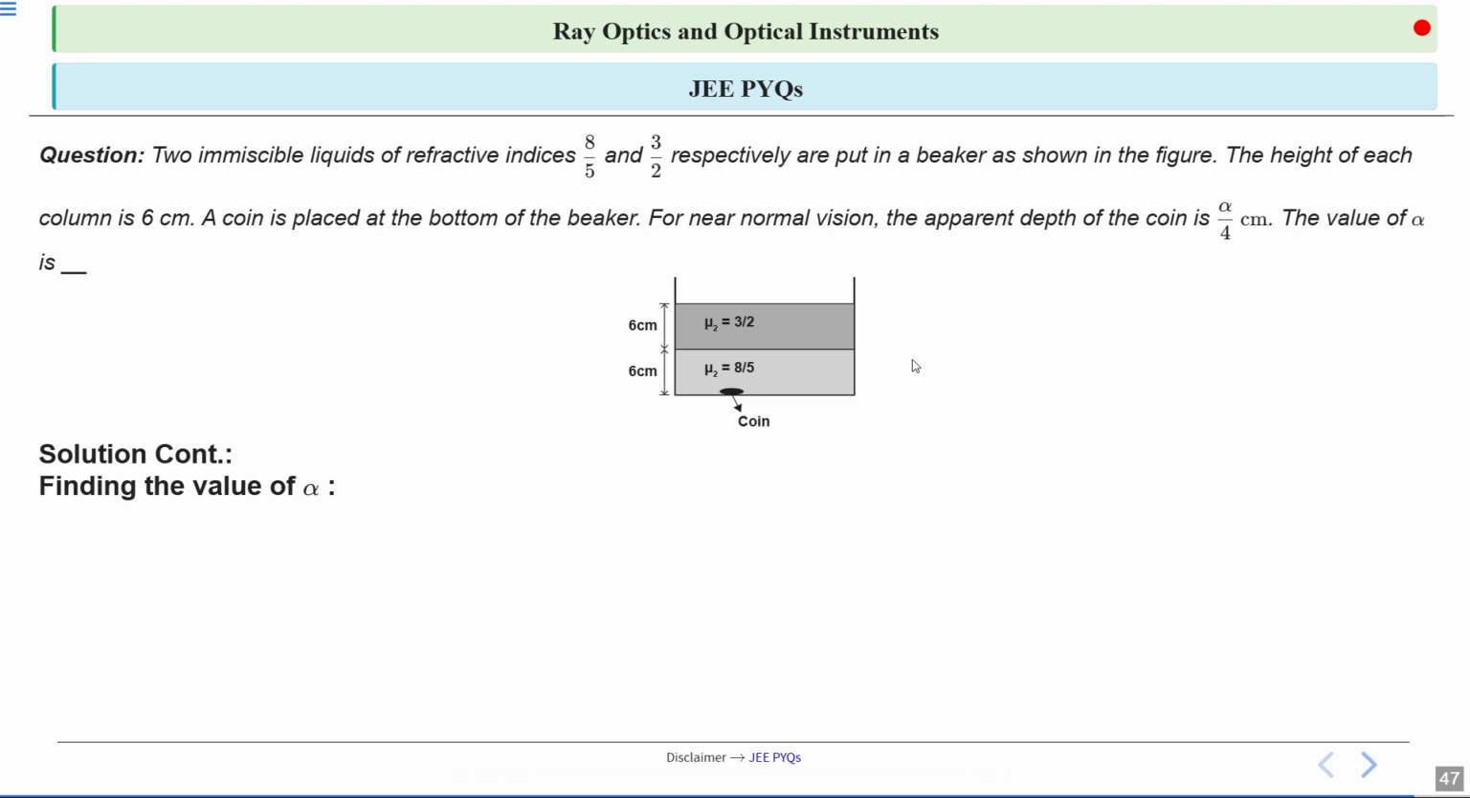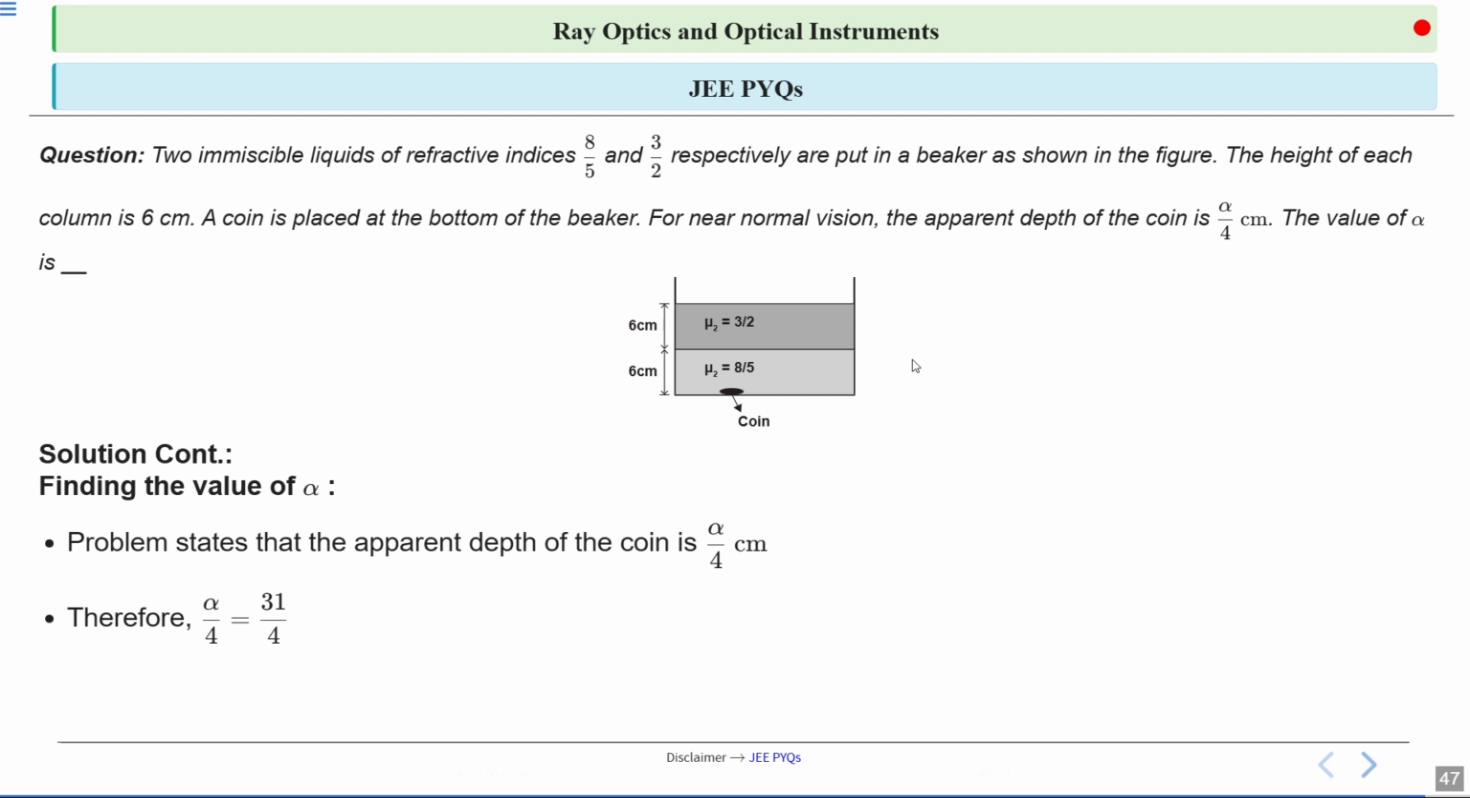So now let's focus on finding the value of alpha. The problem states that the apparent depth of the coin is expressed as alpha upon 4 centimeters. So here we have alpha divided by 4 equals 31 divided by 4. We have calculated the apparent depth as 31 upon 4, and in the question it is given that apparent depth will be expressed as alpha upon 4. Therefore alpha upon 4 equals 31 upon 4. That means alpha is equal to 31 here. So we found the answer.